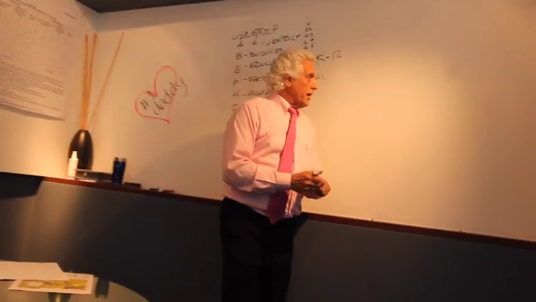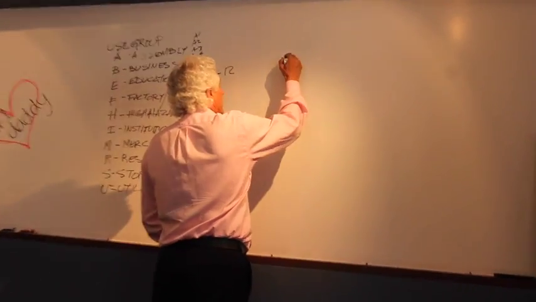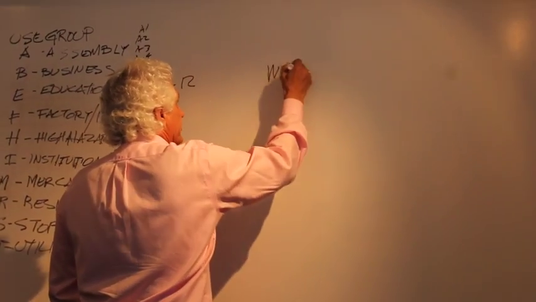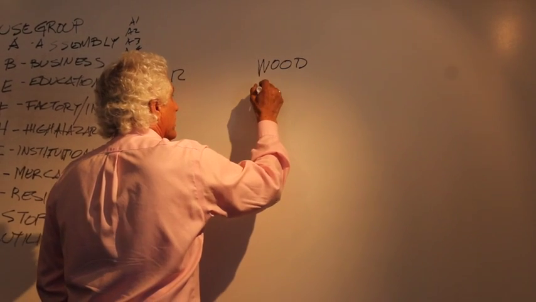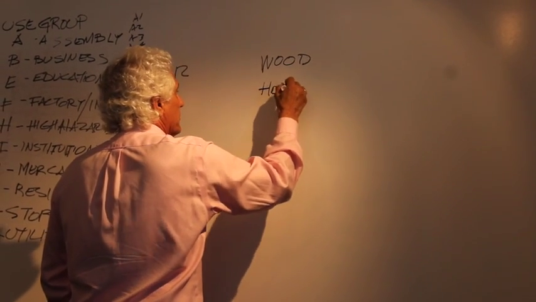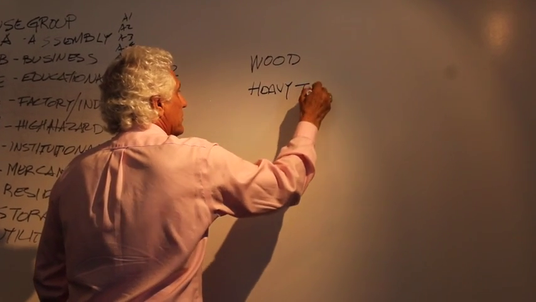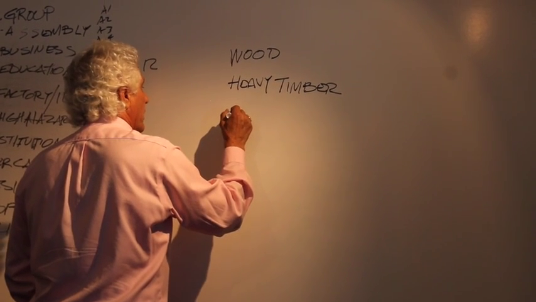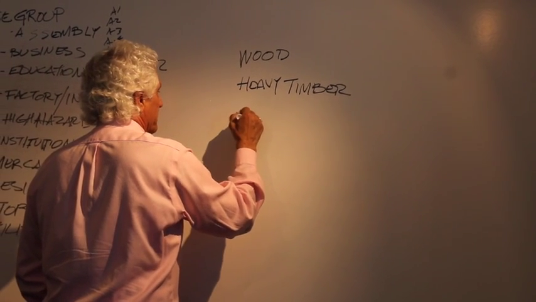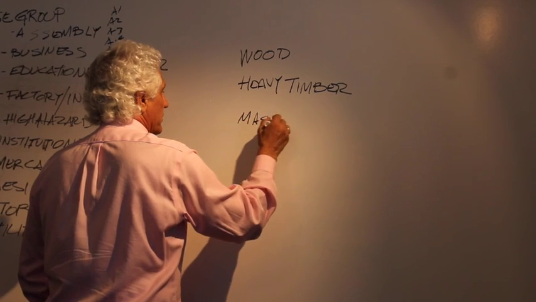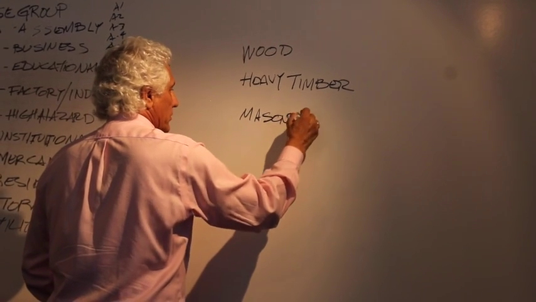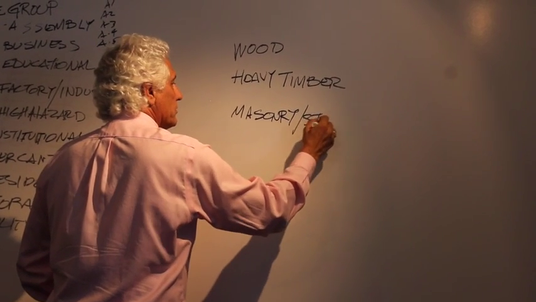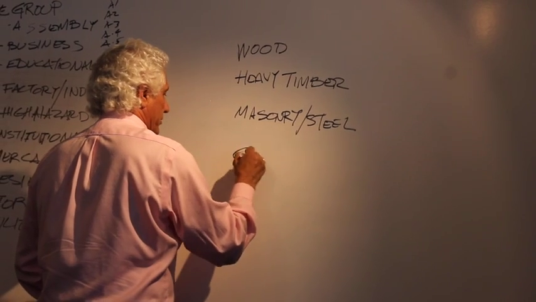Before all of this came about, there was a method of construction. It would be wood, heavy timber, basically masonry, steel, and concrete.